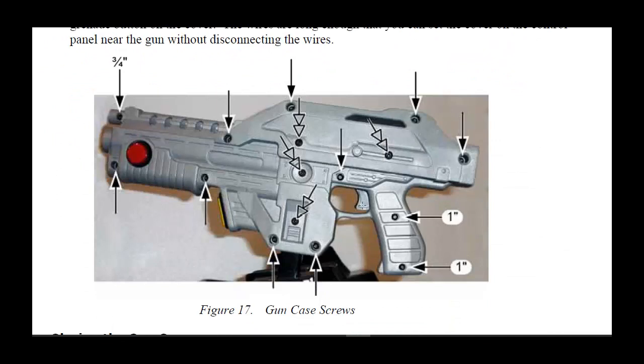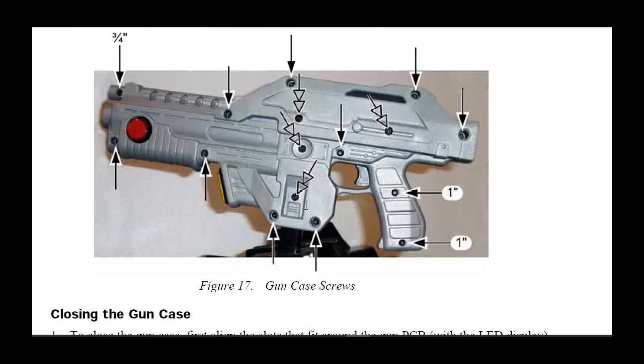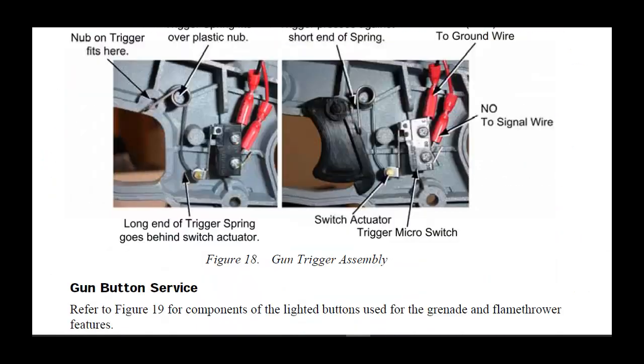Let's see the gun, how to disassemble it. As we see, this is the start button. It's a micro switch. Okay, and here the switch is normally open. The normally open switch is not connected by these two cables.